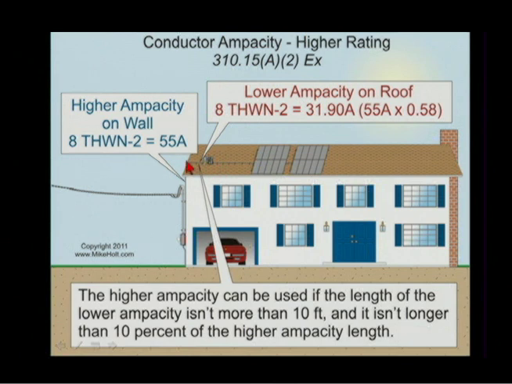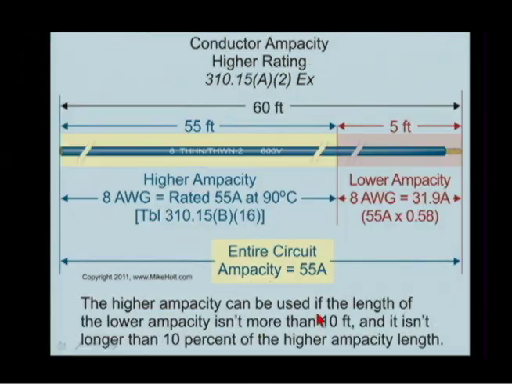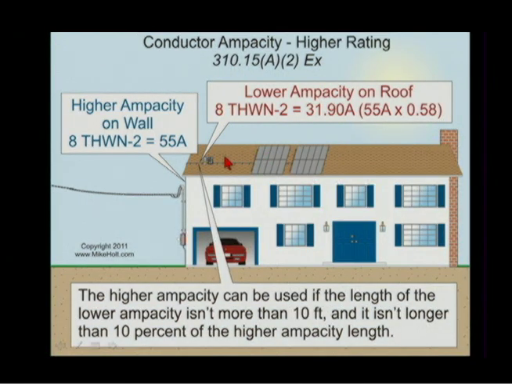So go back over here. This is 31.9 amp wire. This wire is 55 amp wire. What this exception says is that you can use the 55 ampere wire for the entire circuit if the length of the lower ampacity isn't more than 10 feet. If the lower ampacity length in this example here is 5 feet, and the length of the higher ampacity is 55, as long as the lower ampacity doesn't exceed 10 feet and doesn't exceed 10% of the higher length, the higher ampacity length is 55 feet, so since this is 5 feet, it didn't exceed 10% of this, then in this case here, I could use 55 amps for the entire circuit.